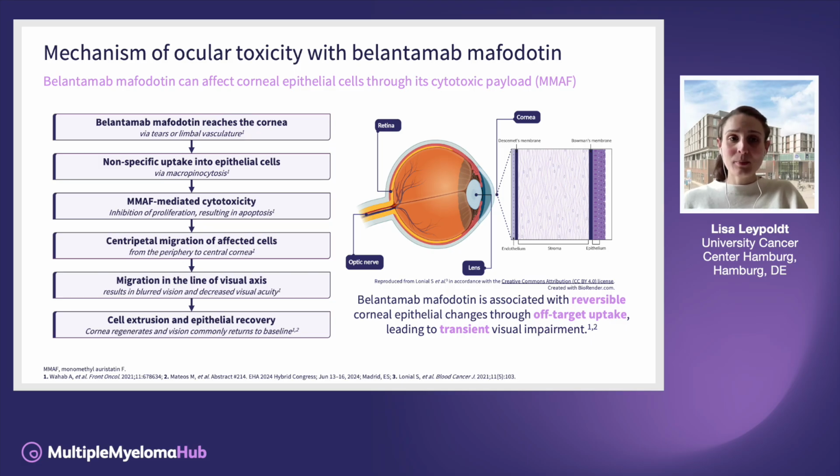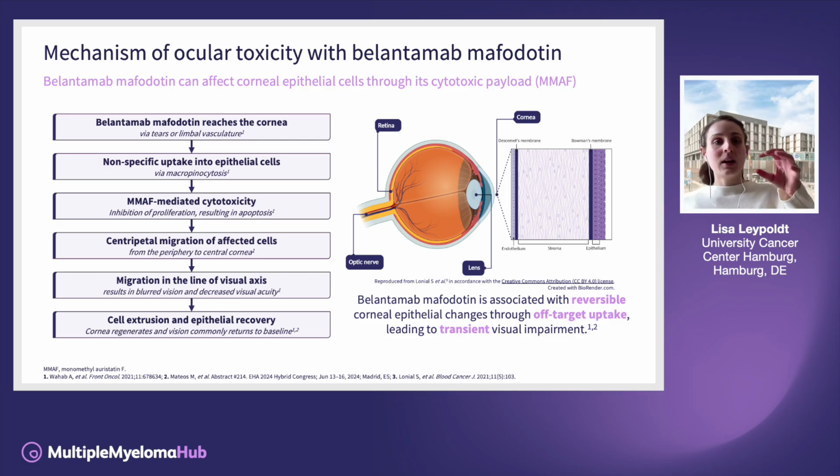This happens via macropinocytosis, and that's where the cytotoxicity by the payload of belantamab, which is the MMAF, as you probably know, comes in. This MMAF inhibits proliferation, which in turn results in apoptosis of these epithelial cells. What happens to these dead cells?